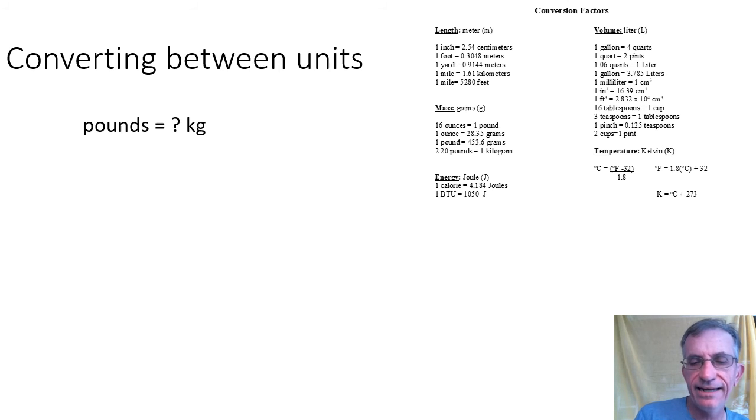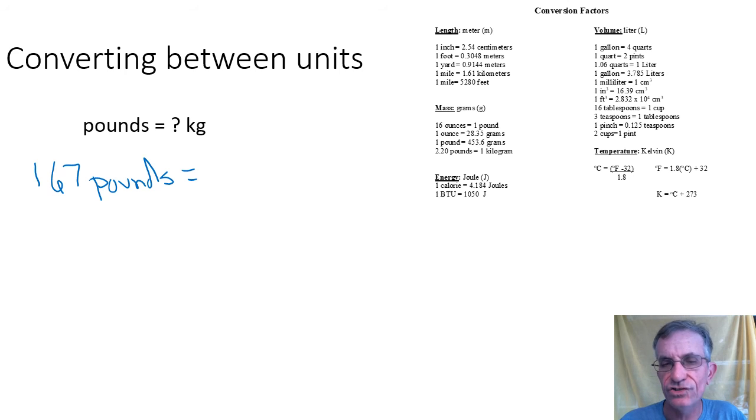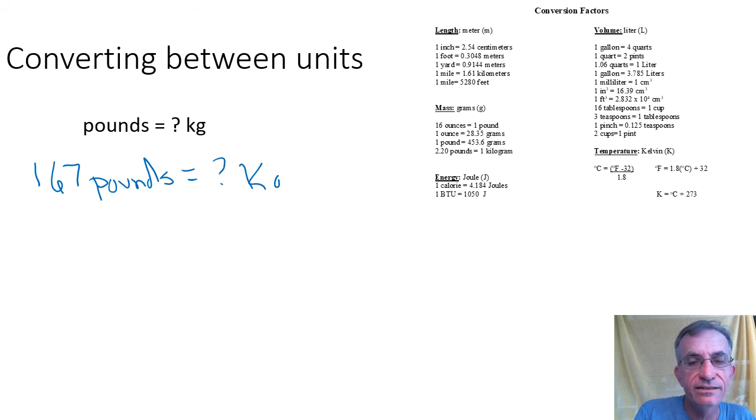So if my scale said 167 pounds, and then I check into the hospital because I'm not doing so good, and they want to know my weight in kilograms, how would they do that? How would you go from pounds to kilograms?